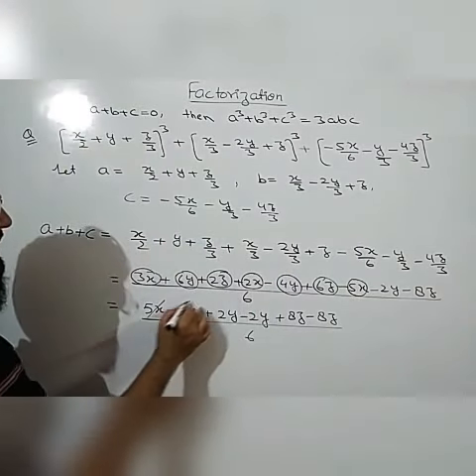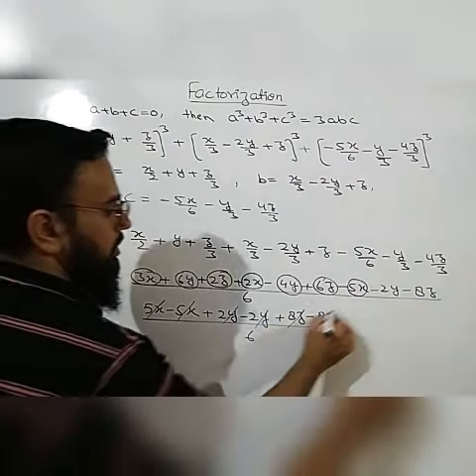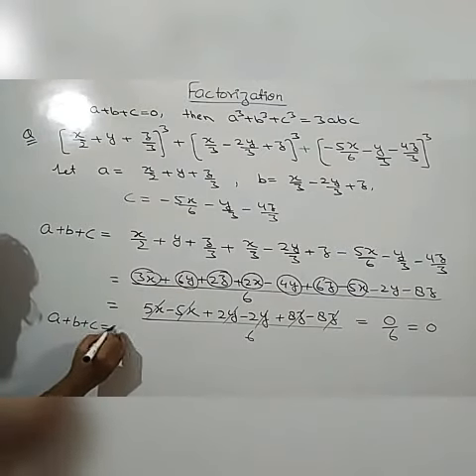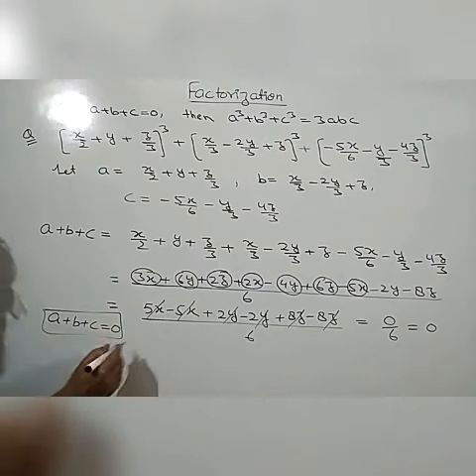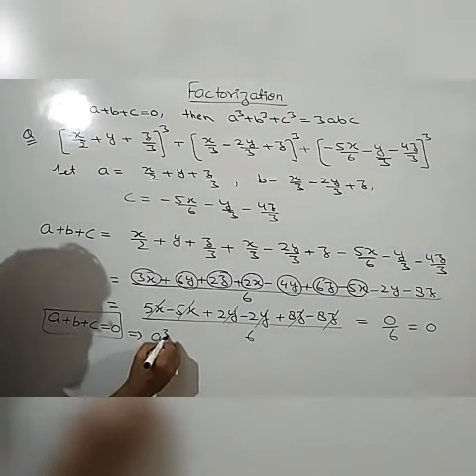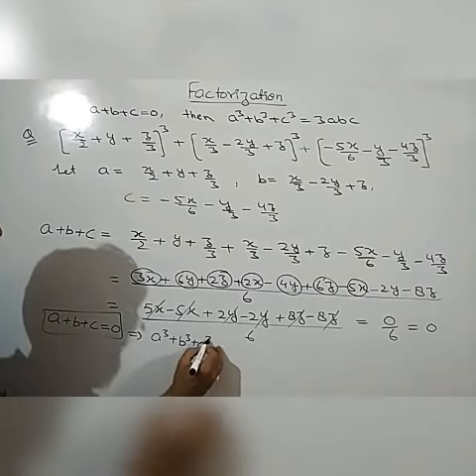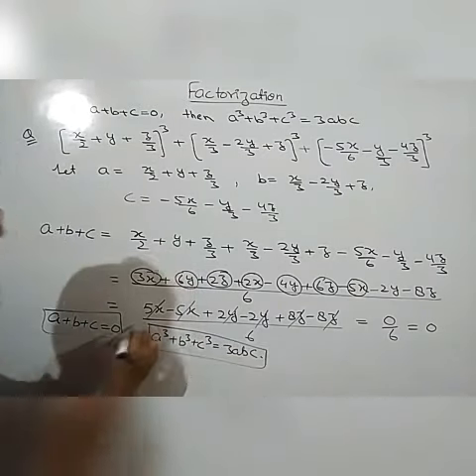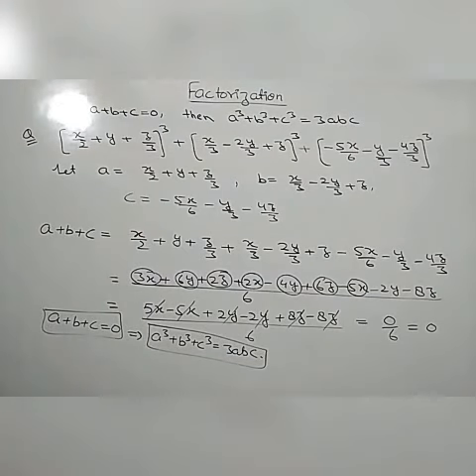So all these terms are cancelled out. That will be equal to 0 upon 6, which will be equal to 0. It means we get the sum a plus b plus c equals to 0. And when a plus b plus c equals to 0, it means a cube plus b cube plus c cube will be equal to 3abc. So we have to apply this: a cube plus b cube plus c cube is equal to 3abc. Clear? So first note it down up to here, then we will proceed further.